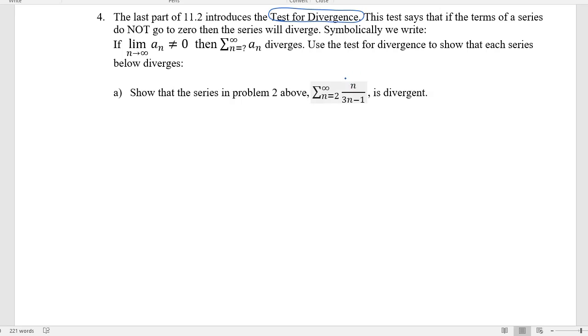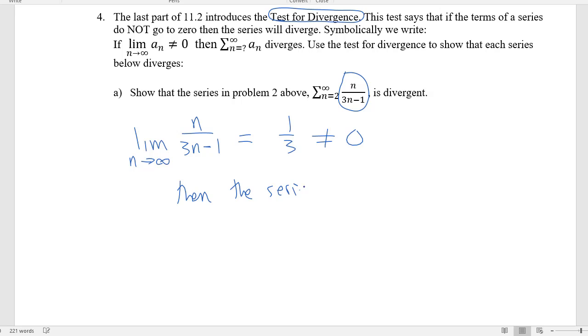So in other words, when I look at this example, when I'm looking at these terms here, what is the limit of n over 3n minus 1? And we did this one already, right? This was the second one that we built in the table. Right, so this was 1/3. I'll just jump to that result. So since this is non-zero, then the series diverges. And technically we would say the series diverges by the divergence test.